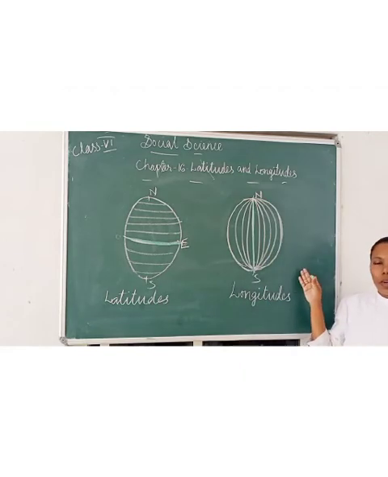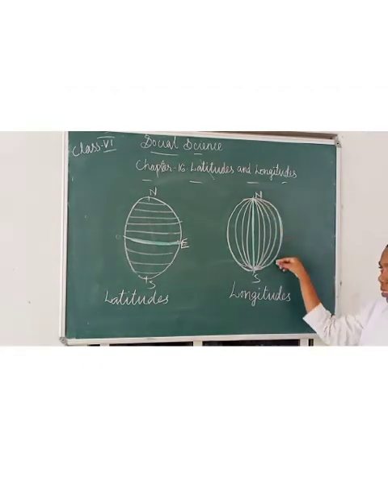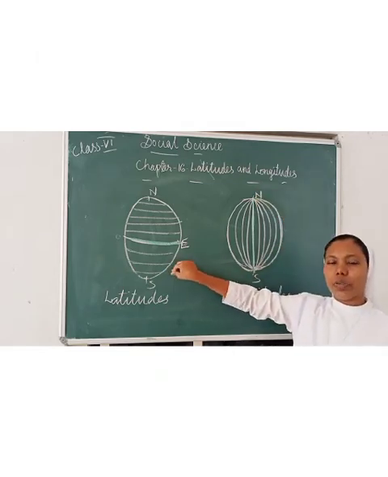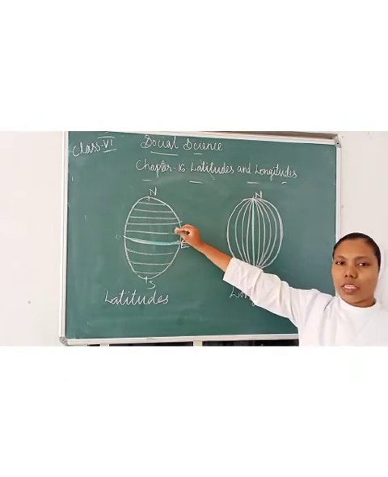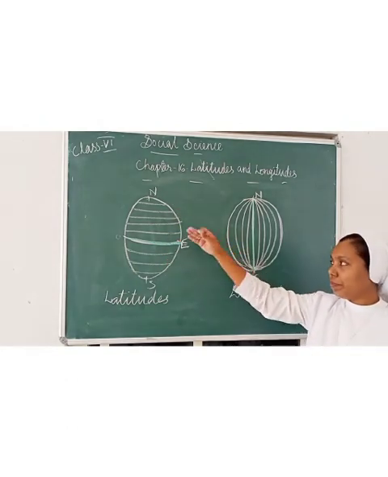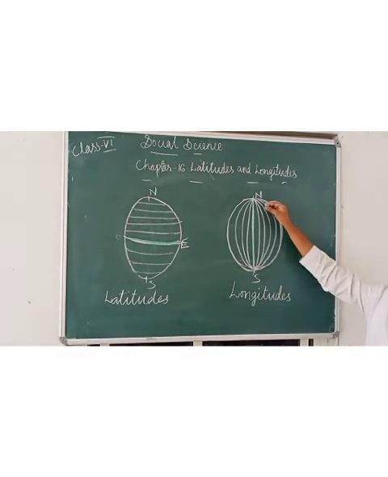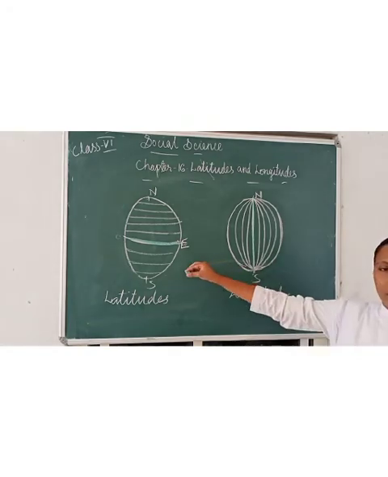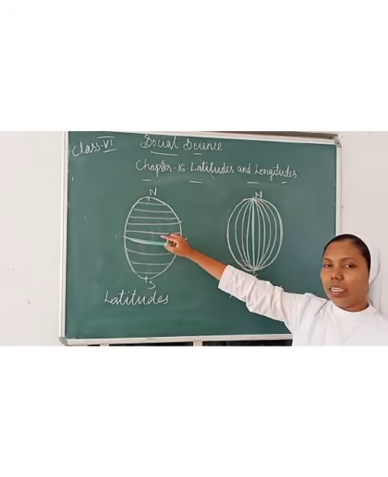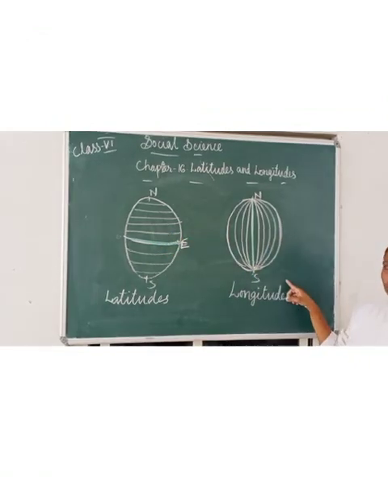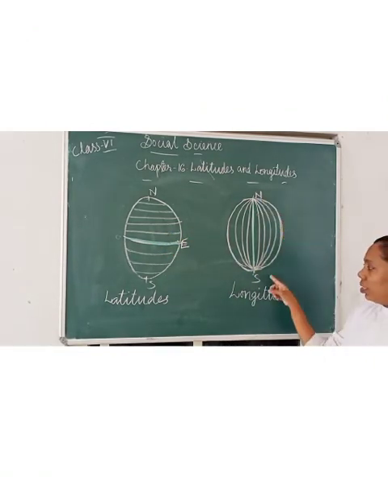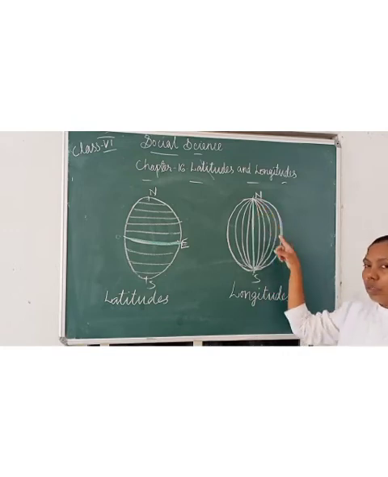When we look at the longitudes, they are all the same size. The latitudes are parallel to each other, so they never meet. The longitudes always meet, because they run from the north pole to the south pole. The latitudes run in the east to west direction, and the longitudes run north to south.